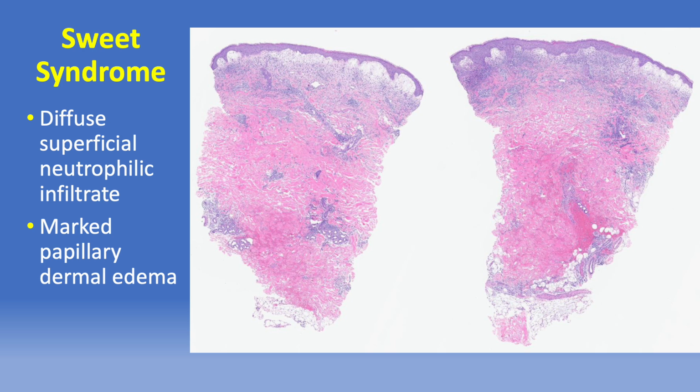If these cells are neutrophils, it's probably Sweet's. If there's lots of eosinophils, it's probably an arthropod bite reaction. If they're all lymphocytes, think about polymorphous light eruption, and it's not on acral skin, so this one is not perniosis.